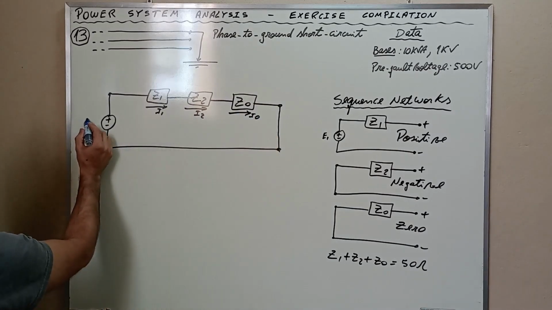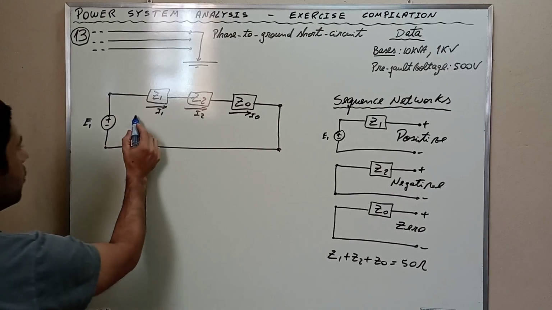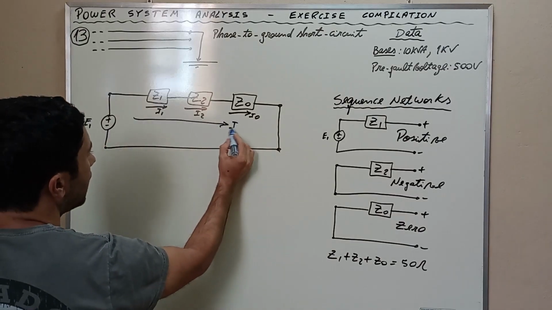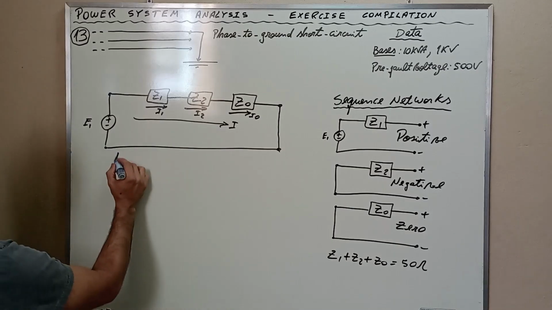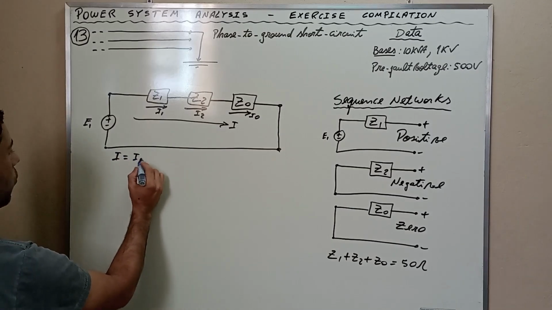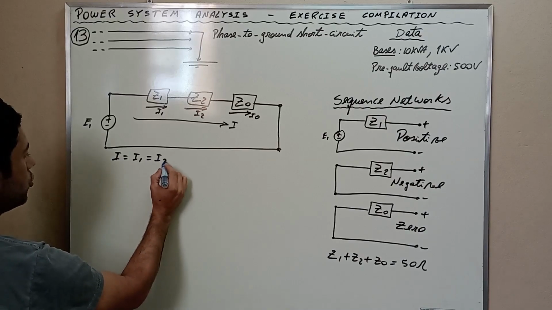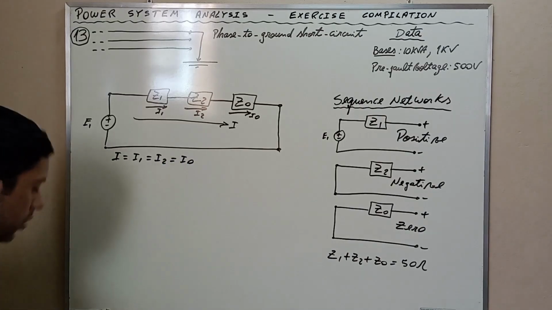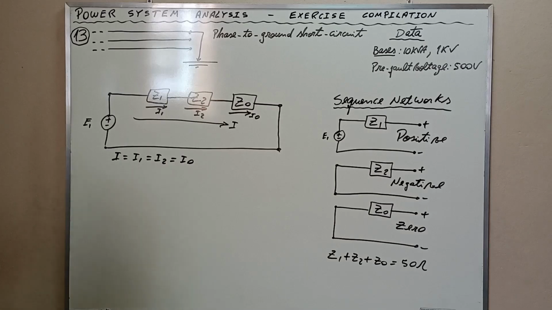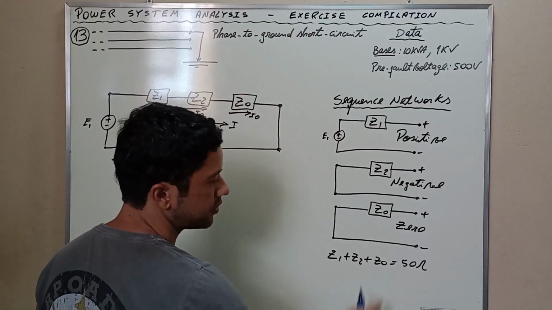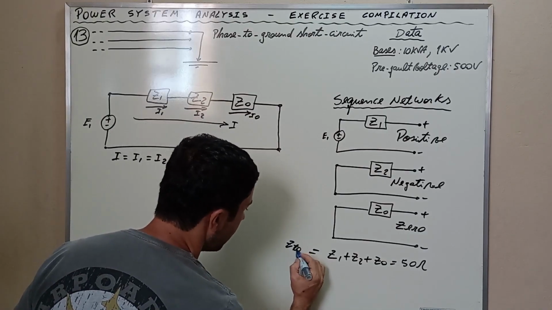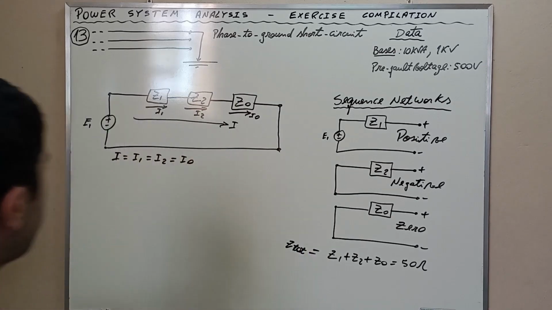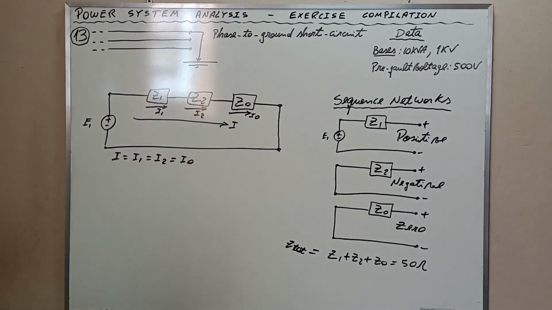And this is E1. I'm going to call this current here simply I. You have to bear in mind that I is equal to I1, which is equal to I2, which is equal to I0, okay? And the impedances Z1 plus Z2 plus Z0 are the total. I'm going to call them Z total, okay? And we need to find the value of the current.